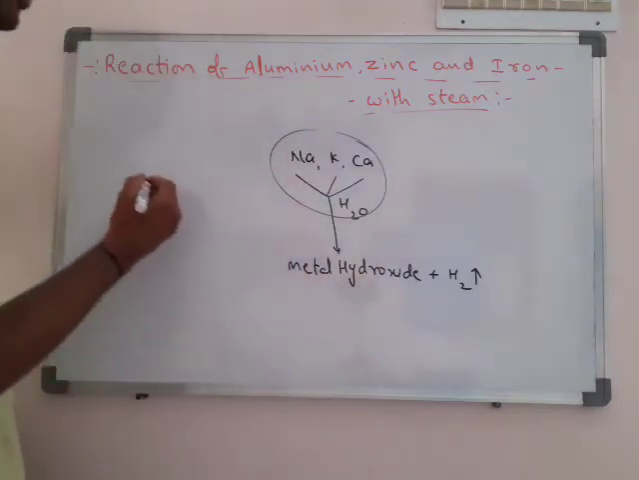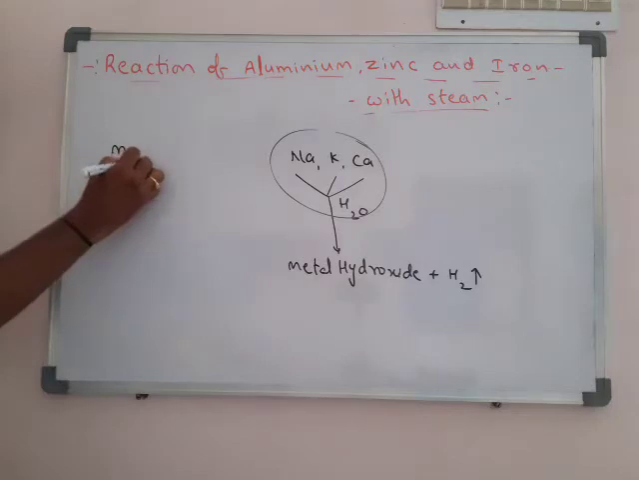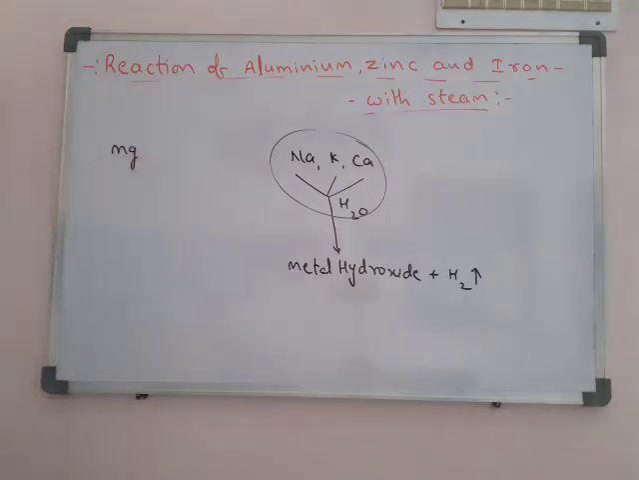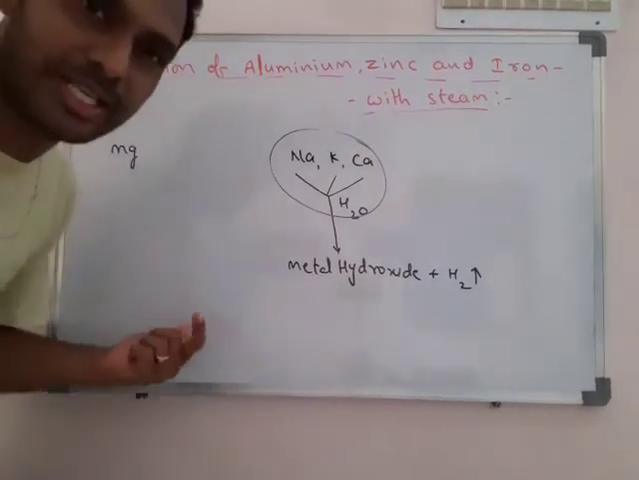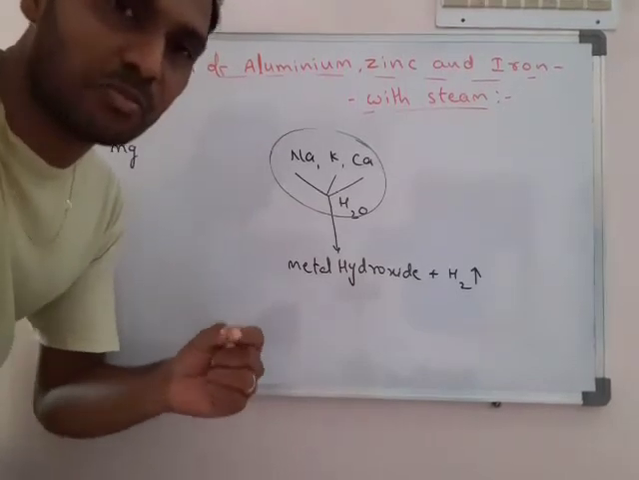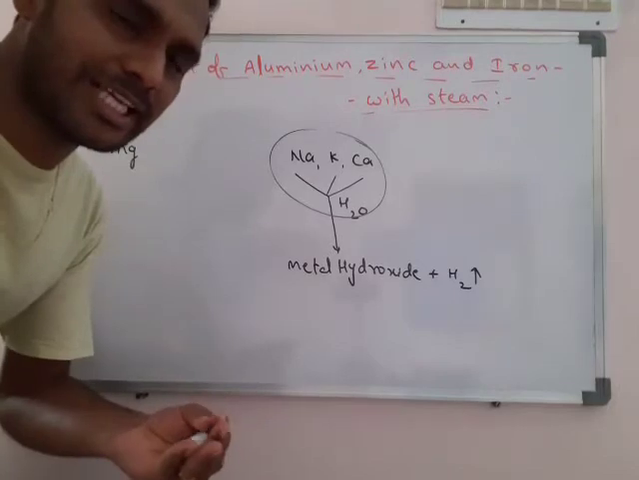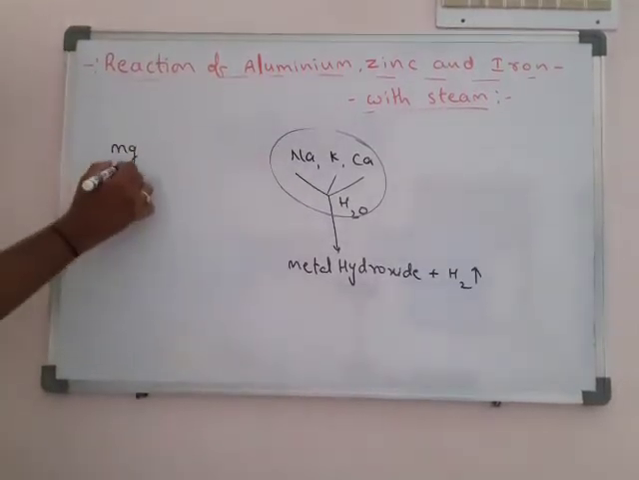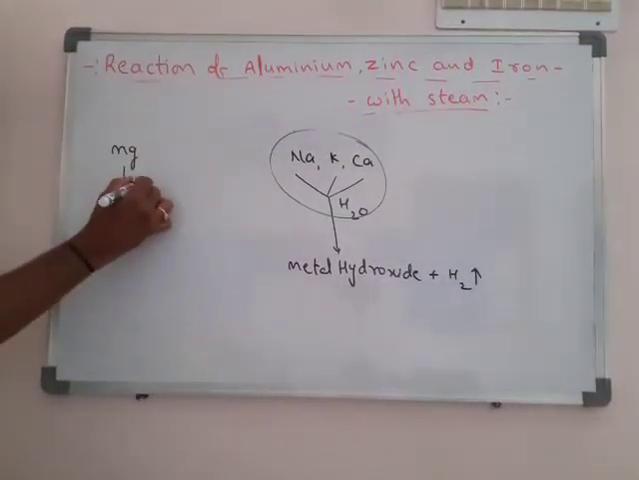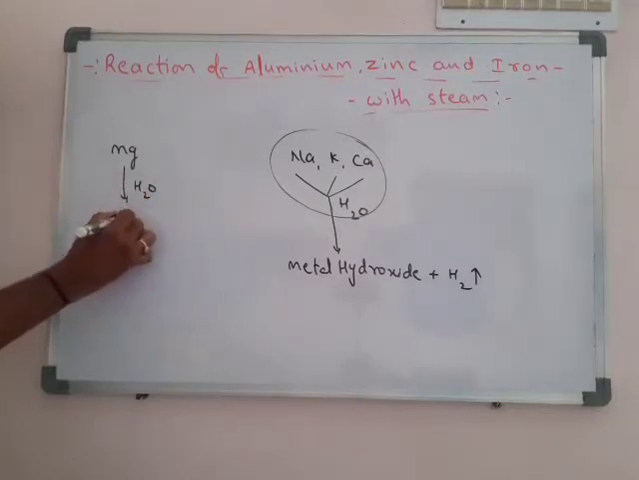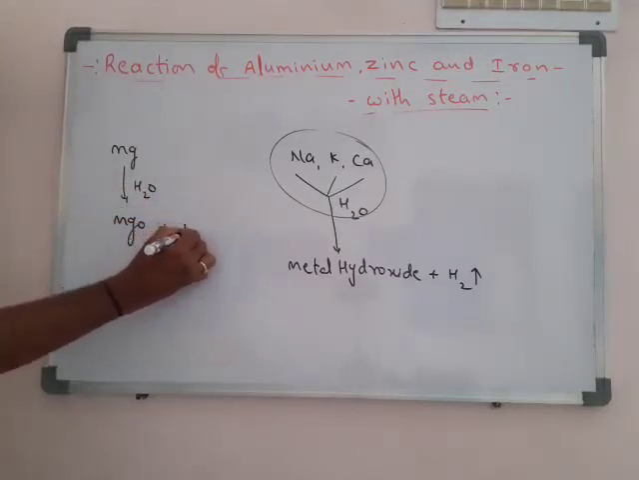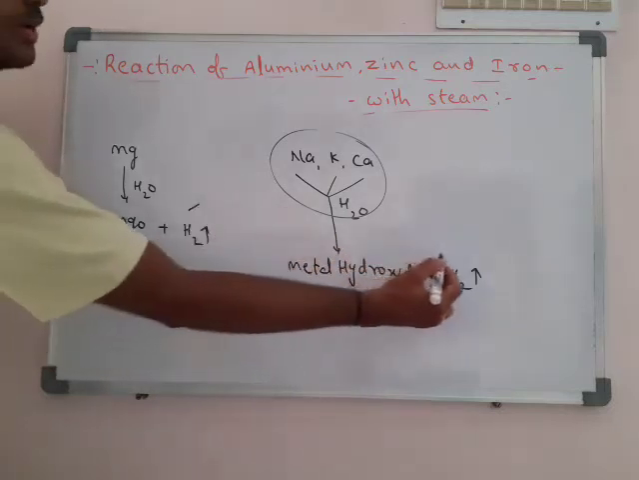Next we discussed the reaction of water with magnesium. With cold water, no reaction takes place. Even with boiled water, it is a slow reaction. With steam, the reaction takes place, and magnesium oxide and H2 are formed. H2 gas is common here. So what is the difference?